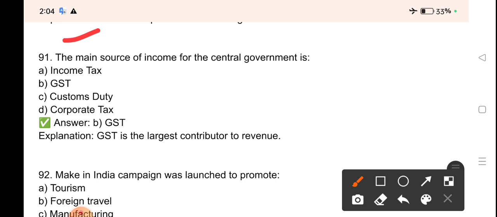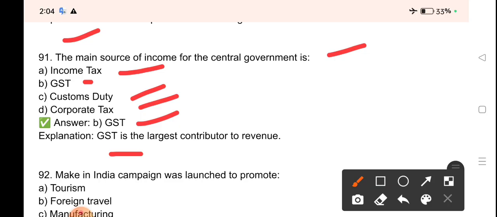The main source of income for the central government is income tax, GST, customs duty, corporate tax. GST is the main source of income of the central government. GST is the largest contributor to revenue.